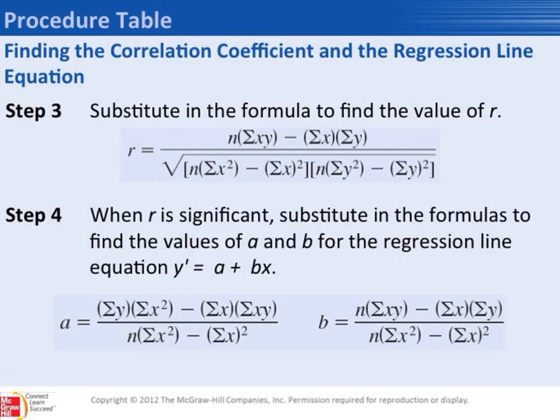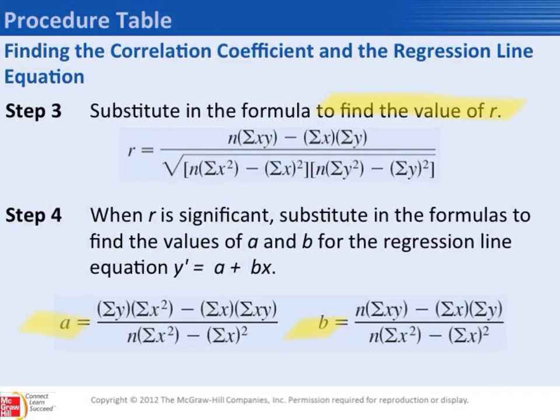Then you're going to use your formulas to find r. If r is significant, again, if it's close to +1 or -1, then you find a and you find b. And that will give you the equation of your regression line. And once you do that, then you can plot it on a graph if you need to, but more importantly, you can take it and make predictions. You can pick an x and predict what the y will be at that point. And so that is all there is in 10.2.